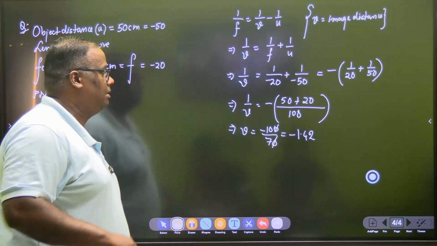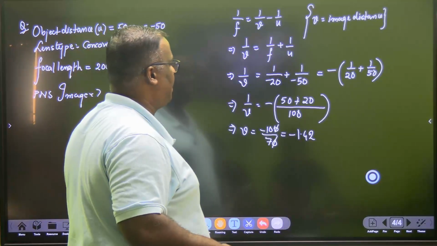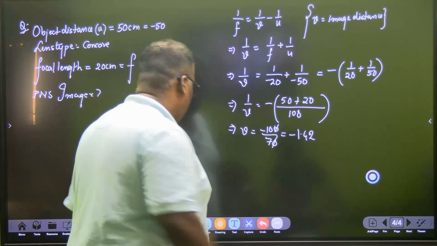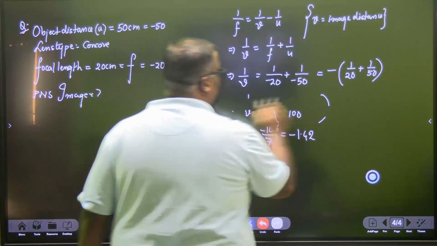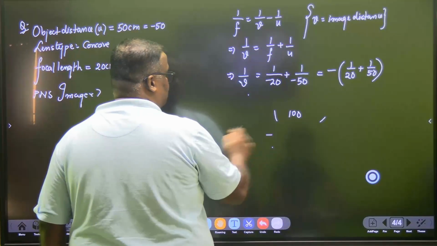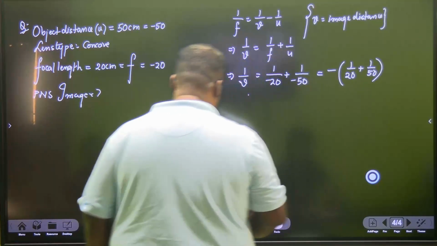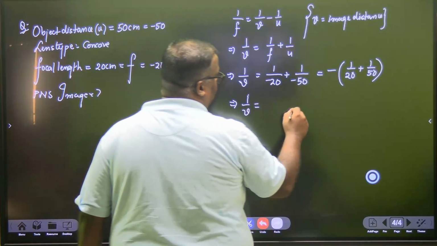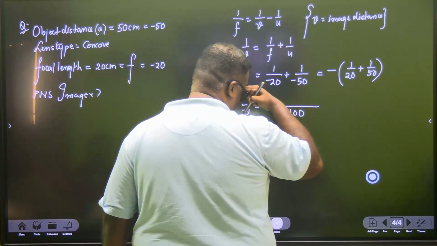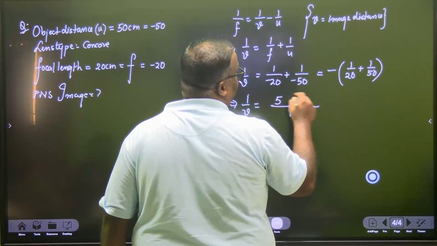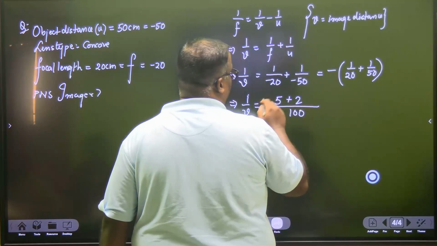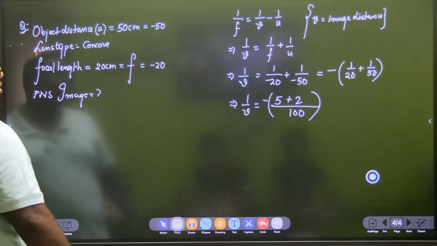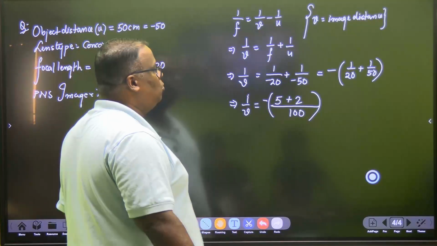The top part, how does it become 50 at the numerator? Good, you all are awake. Excellent. So I say 1 upon V is equal to 100 at the LCM. So 100 divided by 20 is 5, and this is 2. Negative. Is it okay now? It should be 2 plus 5.